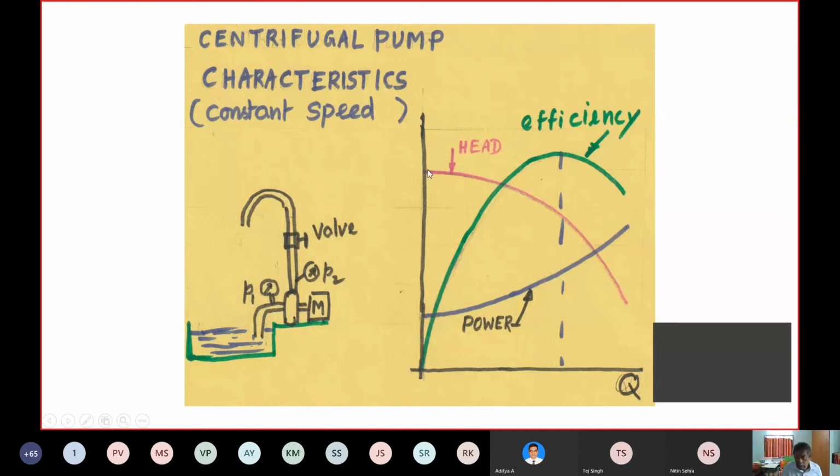So in this, essentially the speed of the pump is kept constant. So it's a constant speed operating characteristic.